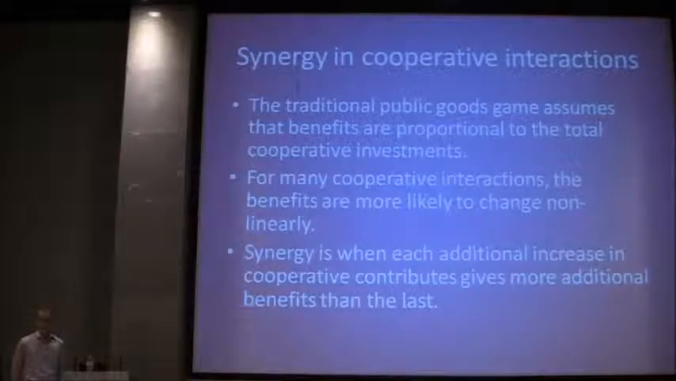So in the traditional public goods game, which many of you know, you invest a certain amount. This amount gets multiplied with a constant factor. This becomes the public good, which is then distributed among the participants. And this means that the benefits are proportional to the total cooperative investments of the group. But in many situations, I think it's more realistic to assume that the benefits somehow depend in a non-linear way on the total investment.